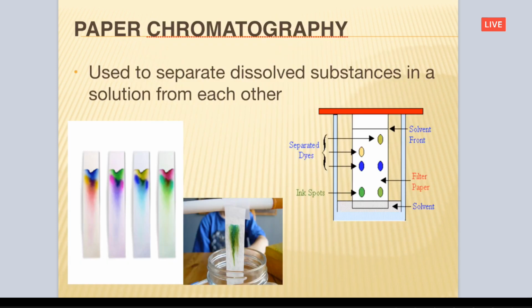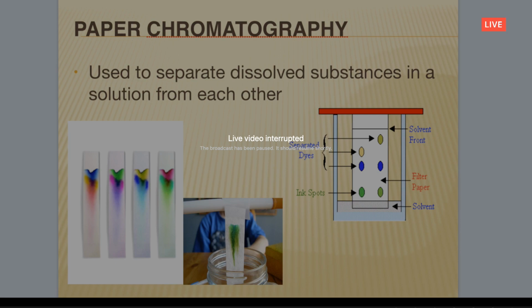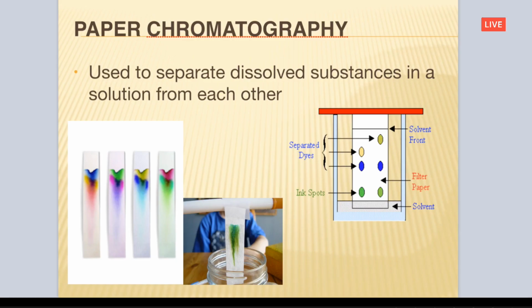The next technique I want us to look at is chromatography. In chromatography, we use it to separate dissolved substances in a solution from each other. We have an example here in front of us. Let's take a look.